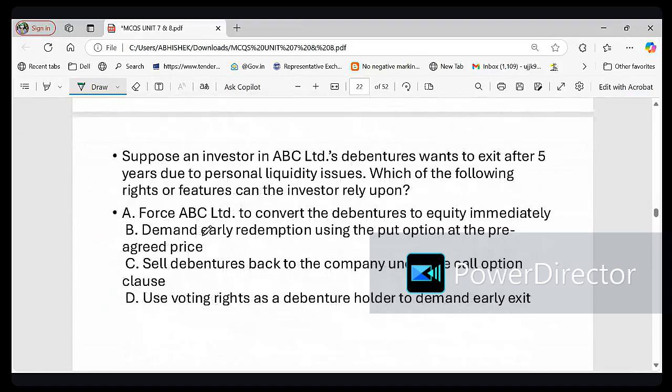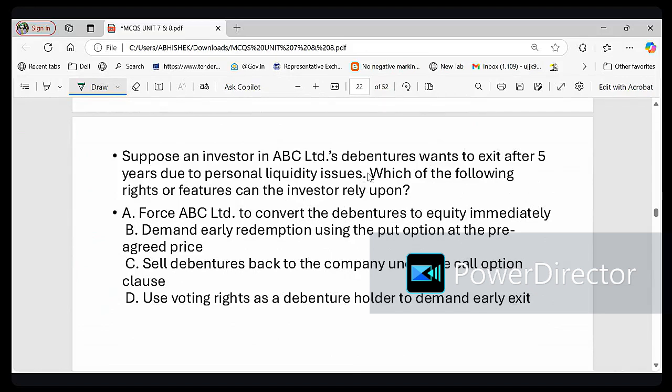Now one thing we have discussed is the call option, which is exercised by the company. Now let's see what the investor can do. Let's see this particular question. ABC Limited issues a debenture with this feature: again, I told you, 7-year maturity, call option after 3 years and put option after 5 years.